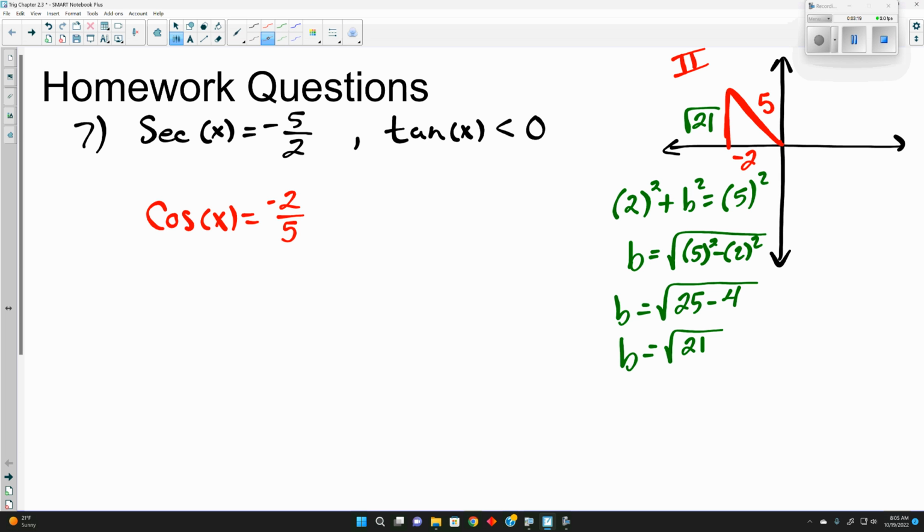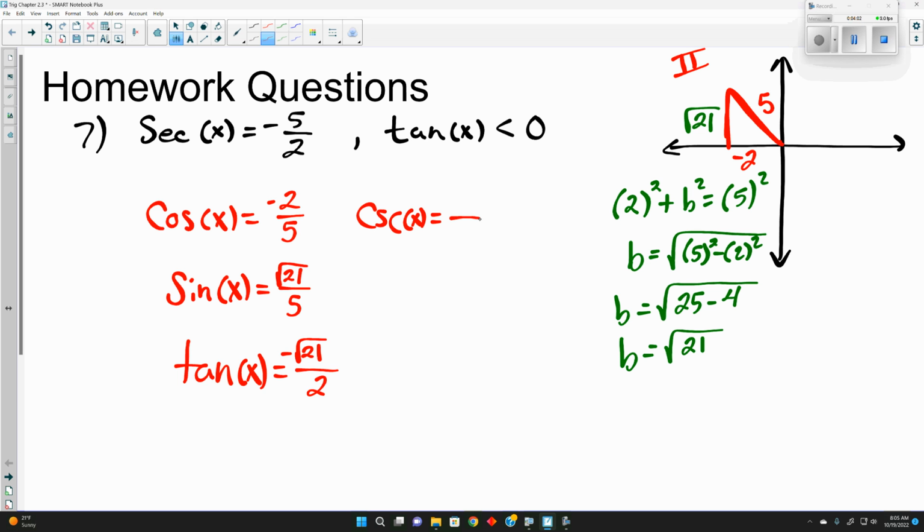And now that we have this, we can really find the rest. Sine of x is going to be opposite over the hypotenuse. So square root 21 over 5. Tangent of x is opposite over adjacent. So negative square root of 21 over 2. I put the negative on top because that's just how I normally set these up, I don't like leaving the negative in the bottom of a fraction. That's just me. So we have sine, cosine, tangent. We already have secant, but we still need cosecant.